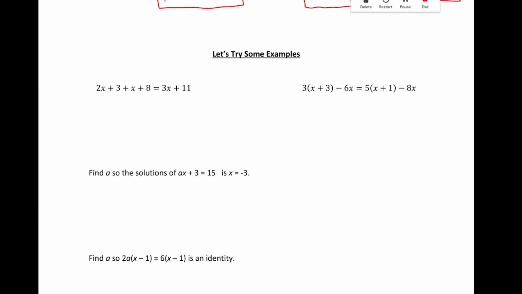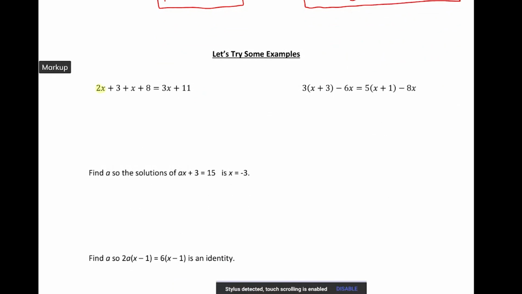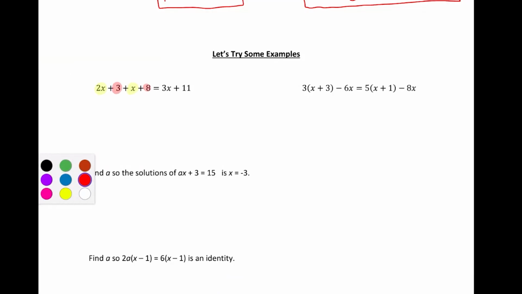If we look at this first one, we've got a bunch of like terms. No distributive property here, but we do have some like terms. We've got 2x plus x. We also have 3 plus 8, so we want to combine those separately as well. So 2x plus x is going to be 3x, and then 3 plus 8 is 11. You might notice here that we have the exact same statement on both sides. This is an identity, and if you recognize that, you can basically be done and write infinitely many solutions.